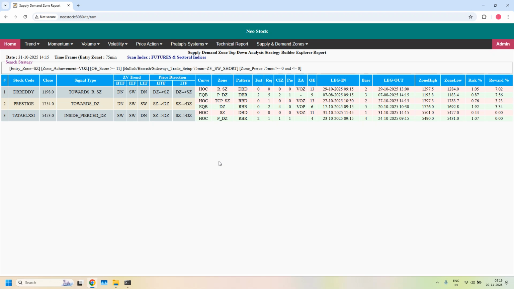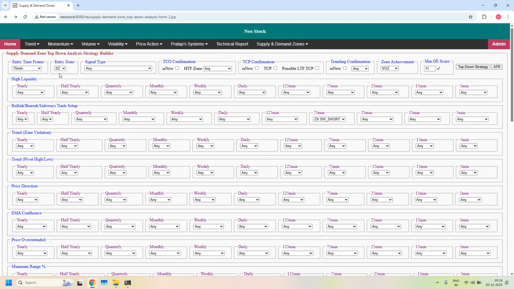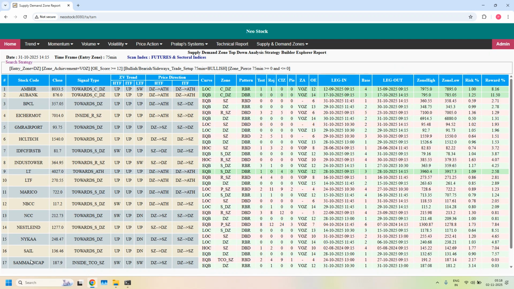Okay, next the bullish trade setup for weekly income trade. The changes are the 75 minutes demand zone. Here bullish, and minimum odd enhanced score should be 12. Let's filter. First 17 stocks support the bullish trade setup for weekly income trade, and all the entry time frame zones are 75 minutes demand zones. So first 17 stocks in the list.